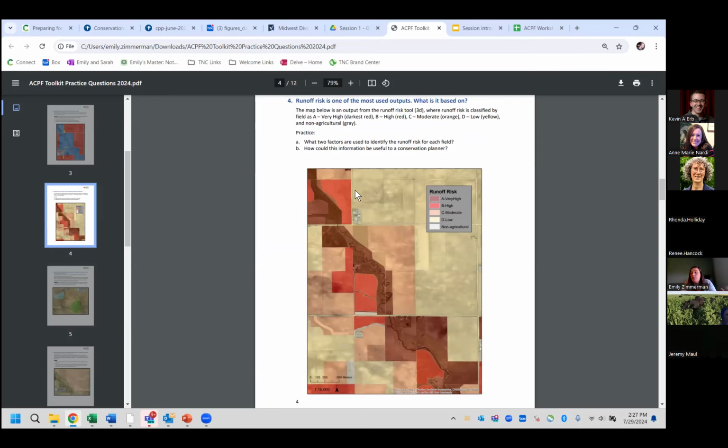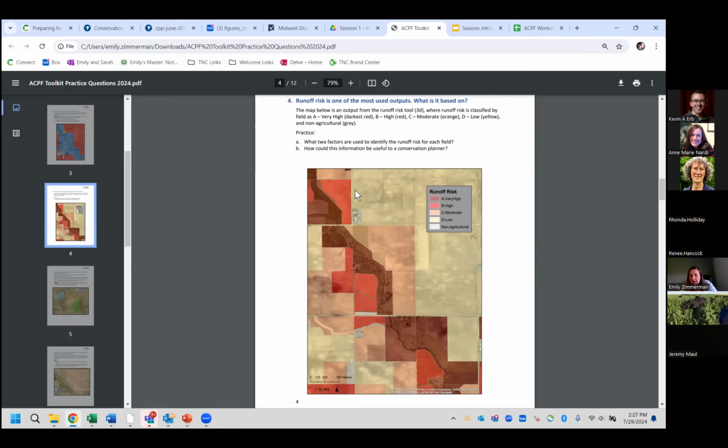Yeah, okay, great. So I see them coming in already. Slope and distance to stream. Those two are really, really key for ACPF. I want to just highlight Renee's response about soil type. Soil type is also important, and it's not included in how ACPF characterizes runoff risk. So that would be an important thing to consider when you're trying to understand the results of ACPF and what they can and can't inform.